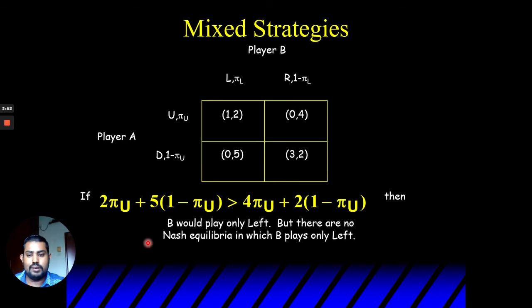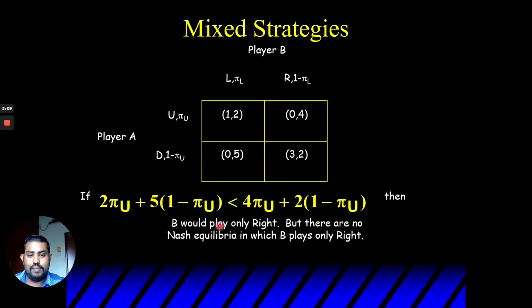So next, what do we do? If 2 pi u plus 5 times 1 minus pi u is more than 4 pi u plus 2 times 1 minus pi u, then we definitely will play left. But there is no Nash equilibrium in which B plays left, correct? Because we know that if A plays up, B will choose right, because right is giving more payoff compared to playing left.